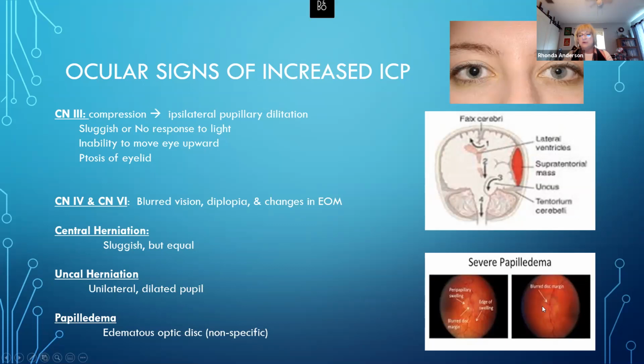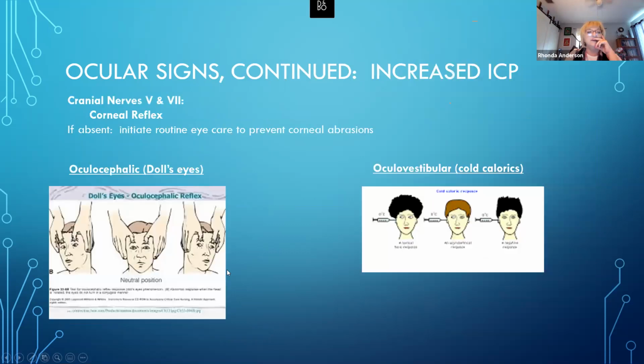So you would see a blurred disc margin here, and you'll see the edge of the swelling. So you would see the eye changes as well. Now, as nurses, we don't routinely do that, but this up here is enough to get our attention. We also look at cranial nerves 5 and 7.